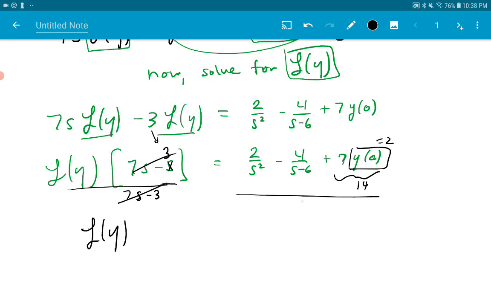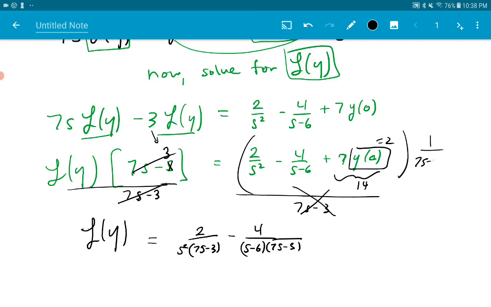So this all gets divided by 7s minus 3. And if you split that up into individual fractions, you'll get 2 over s squared times 7s minus 3, minus 4 over s minus 6 times 7s minus 3. Sorry, I didn't write that very well. Essentially, instead of dividing the whole thing by 7s minus 3, I'm multiplying this whole side by 1 over 7s minus 3, and then I'm distributing it. So it becomes part of the denominator there, and there, and it'll go in the denominator here. So it'll be plus 14 over 7s minus 3.